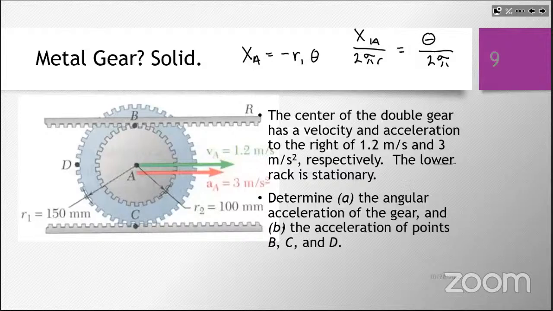Well, that angle is going to change this way, so it's just going to be a negative angle that we're putting in. But if we do the multiplication of that and solve it for x of A, we get to here. Now that's important, because anytime that we have something that's rotating, that's rolling, we can figure out what angle I've traveled through, and how does that relate to the linear distance that I've traveled.